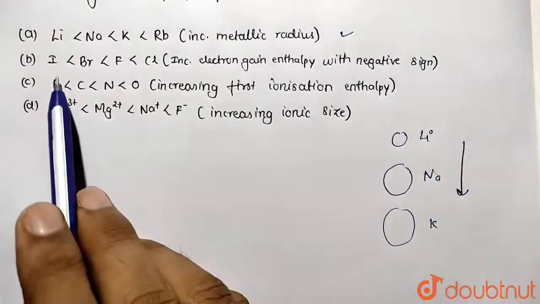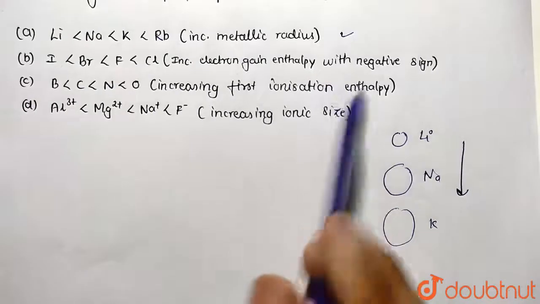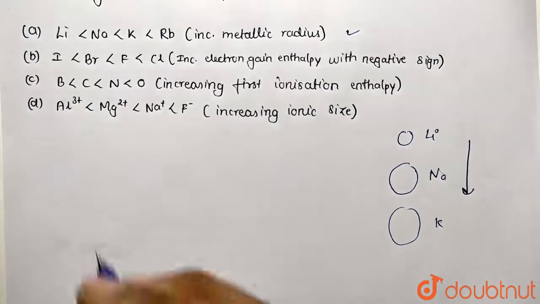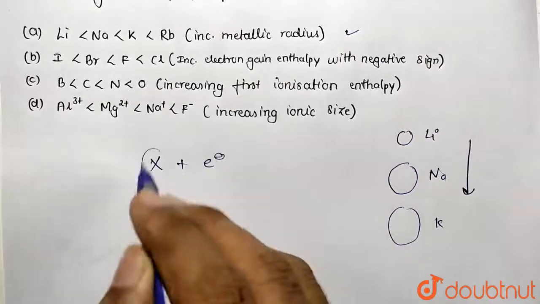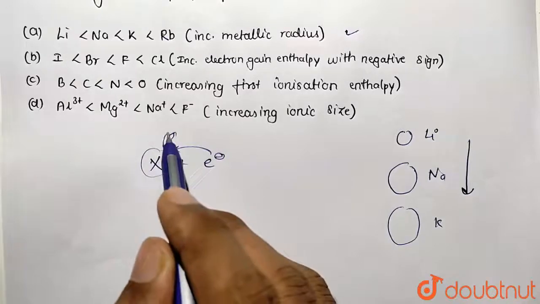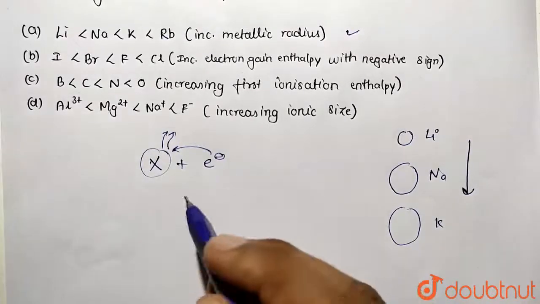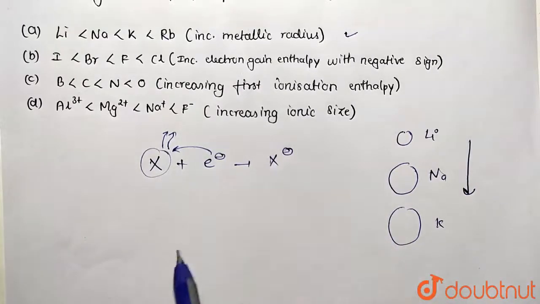Second, we are given iodine, bromine, fluorine, chlorine, increasing electron gain enthalpy with negative sign. So they are talking about electron gain enthalpy. For example, this is the X element and it is accepting an electron in its valence shell, then this process is electron gain and the energy released over here is represented as electron gain enthalpy value. So this is forming an anion correspondingly. So this was the whole process.